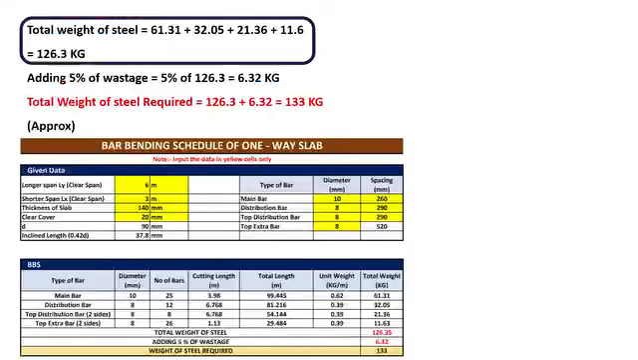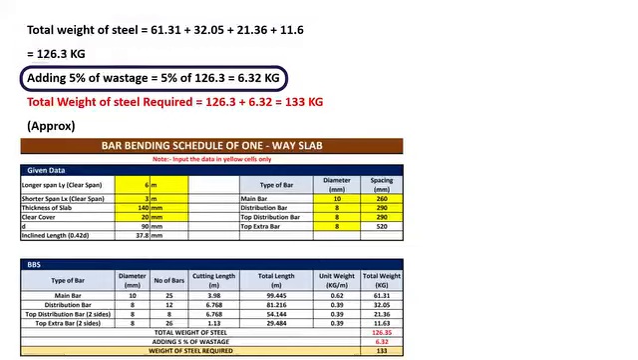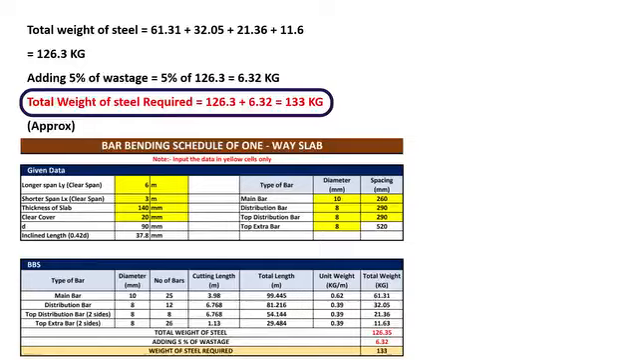Finally, the total weight of steel required for this slab will be weight of main bars plus weight of distribution bars plus weight of top distribution bars plus weight of top extra bars, and the total will be 126.3 kg. After adding 5% of wastage, the total weight of steel required will be 133 kg.